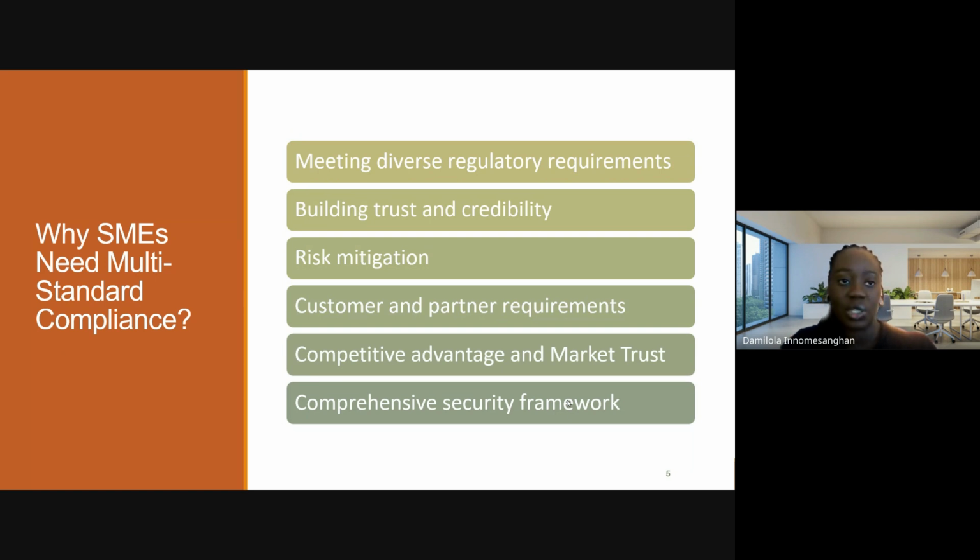For example, if you want to operate in the finance industry, it is mandatory to be compliant with PCI DSS, SOX, and Basel, amongst other information security standards. Also, SMEs that are looking to expand into different geographic locations, which is usually one of the goals of small and medium-sized enterprises, must meet the local compliance standards to be able to operate in another region.